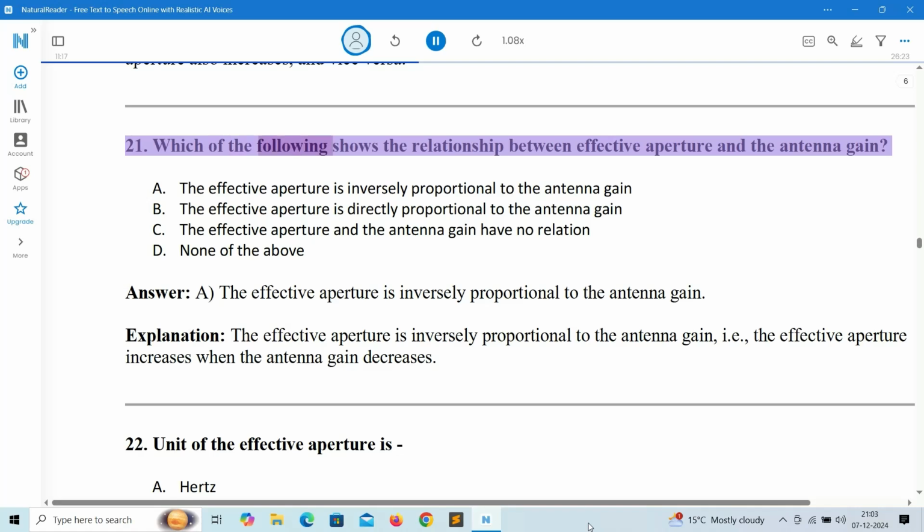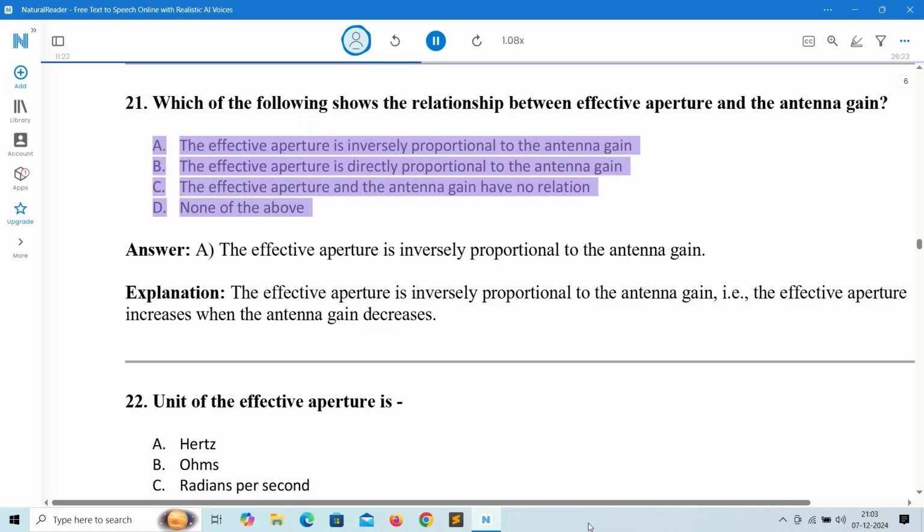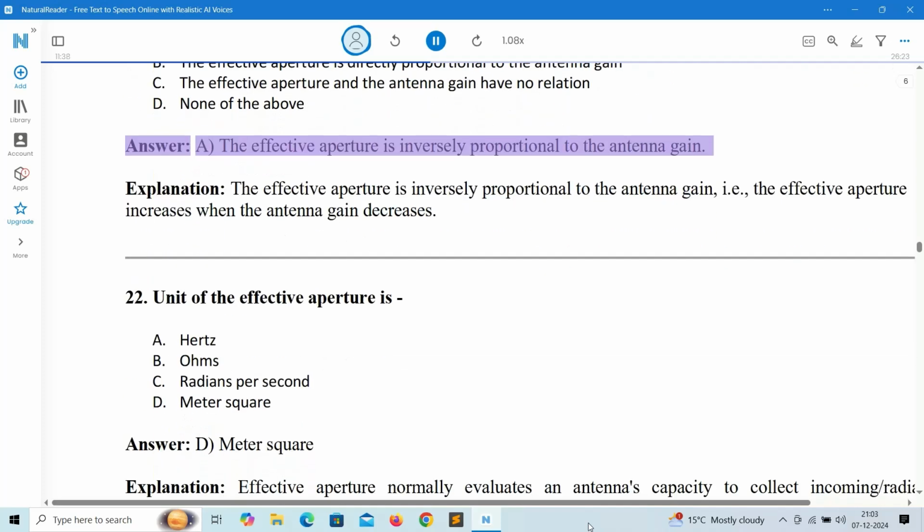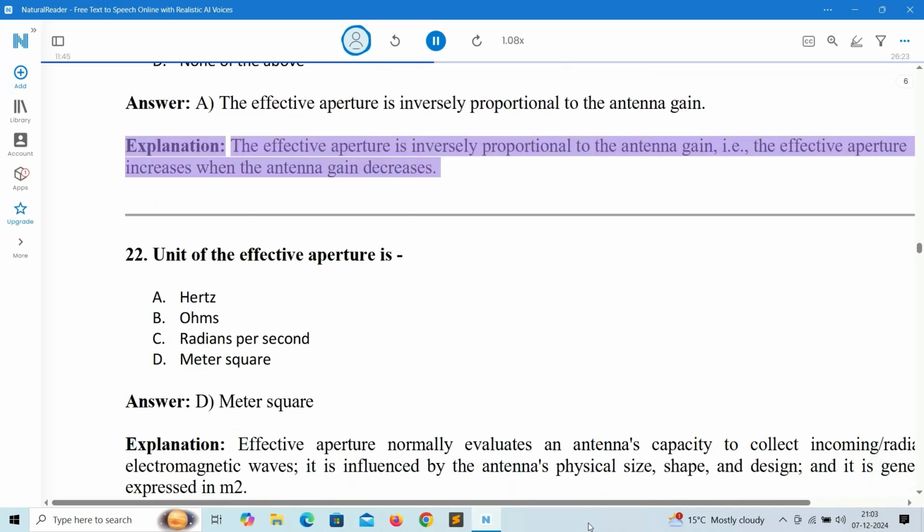21. Which of the following shows the relationship between effective aperture and the antenna gain? A. The effective aperture is inversely proportional to the antenna gain. B. The effective aperture is directly proportional to the antenna gain. C. The effective aperture and the antenna gain have no relation. D. None of the above. Answer. A. Explanation. The effective aperture is inversely proportional to the antenna gain, i.e., the effective aperture increases when the antenna gain decreases.